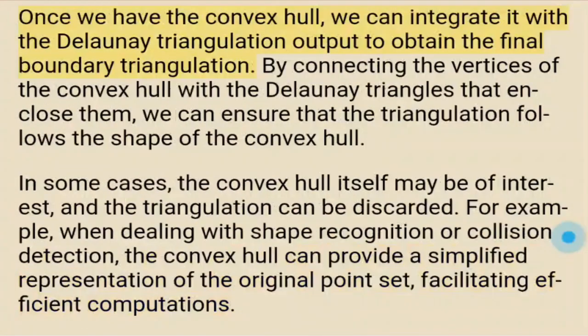Once we have the convex hull, we can integrate it with the Delaunay triangulation output to obtain the final boundary triangulation. By connecting the vertices of the convex hull with the Delaunay triangles that enclose them, we can ensure that the triangulation follows the shape of the convex hull. In some cases, the convex hull itself may be of interest, and the triangulation can be discarded. For example, when dealing with shape recognition or collision detection, the convex hull can provide a simplified representation of the original point set, facilitating efficient computations.